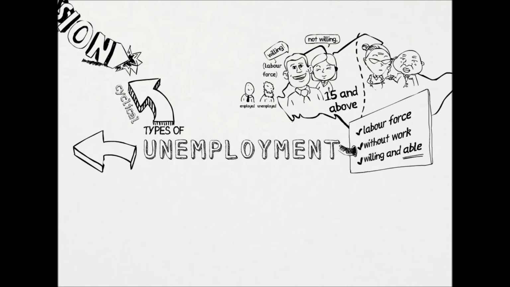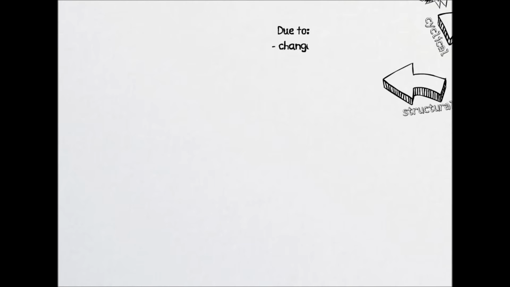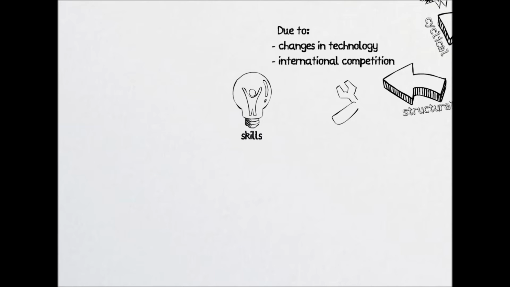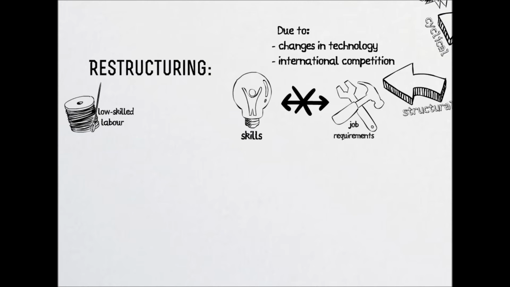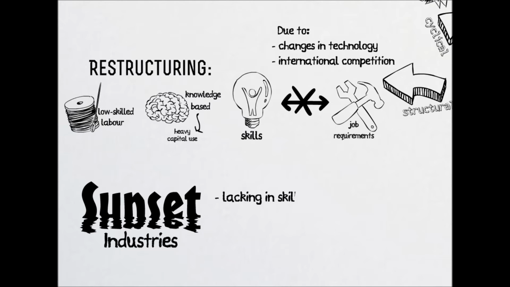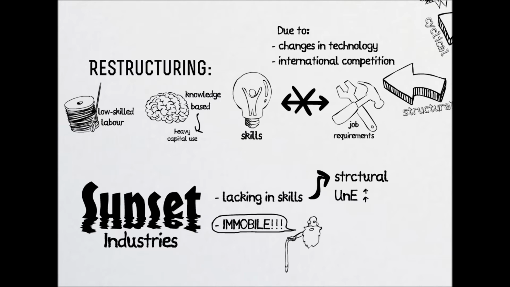Next, we have structural unemployment that occurs due to structural changes in the economy. It arises when there are changes in technology or international competition that causes a mismatch between the workers' skills and job requirements. These changes could also lead to changes in the location of jobs. In Singapore, there has been a restructuring of the economy towards a knowledge-based one, and there is heavy capital used in our manufacturing sector. Workers in the sunset industries are usually lacking in the skills required and are immobile, therefore leading to the rise of structural unemployment. This problem is also aggravated by our aging population, which means more workers are immobile in Singapore.